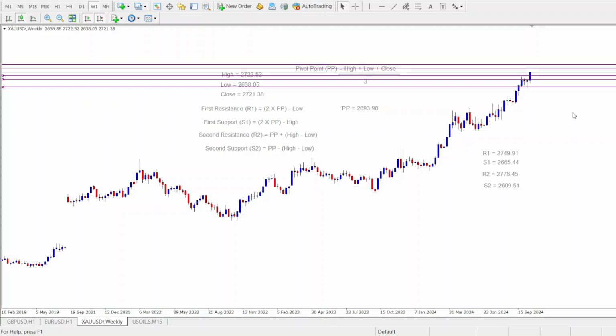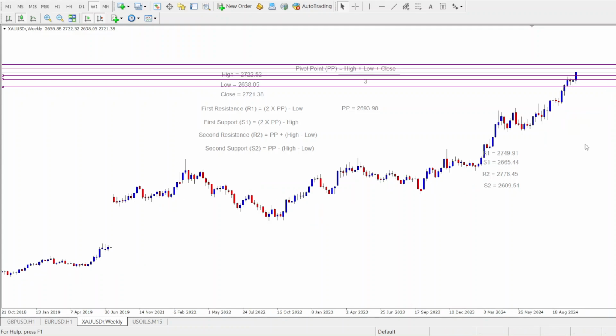Then as for the resistance levels 1 and 2, they indicate potential price ceilings where selling pressure may increase. So you might want to watch for price action around these levels to identify reversal or breakout opportunities. Now, as for the support levels 1 and 2, they indicate potential price floors where buying interest may rise. Similar to resistance, observe price action here for potential buying opportunities or breakdowns.